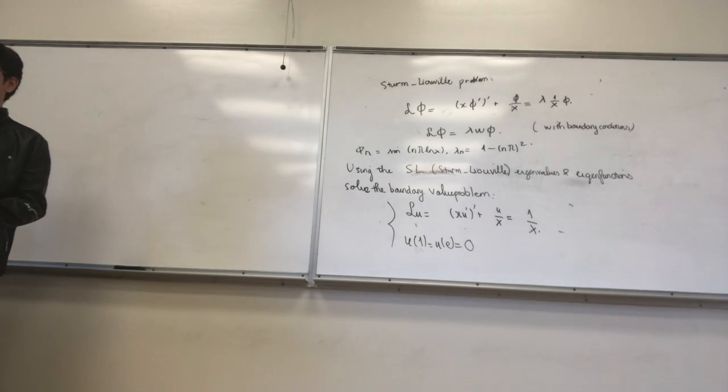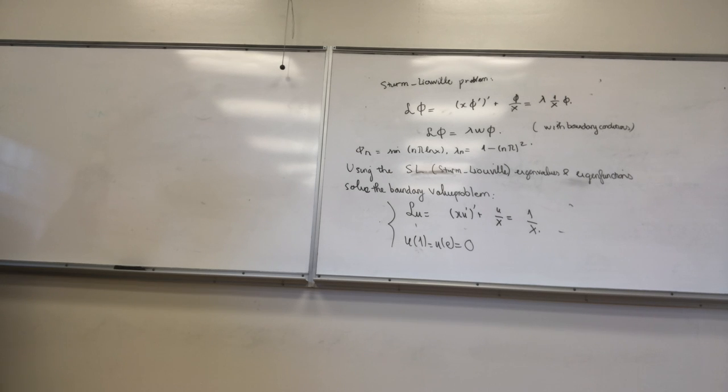So how can I solve this problem? This is going to be similar to what we did before, right? Yes, we have to use the phi n and lambda n that we got in the last one. Right. And you can do the expansion, but I want to know how you expand it.